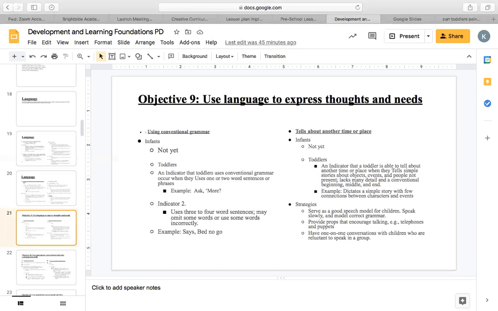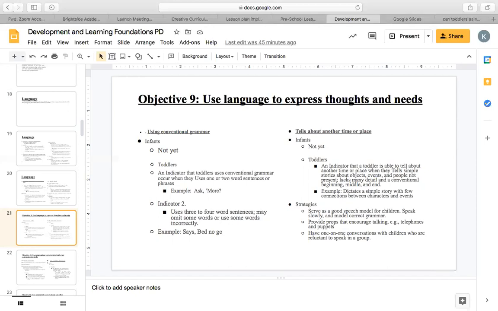Tells about another time or place. Infants, not yet. Toddlers. An indicator that a toddler is able to tell about another time or place is when they tell simple stories about objects, events, and people not present, lacking many details and a conventional beginning, middle, and end. Example, dictates a simple story with few connections between characters and events.